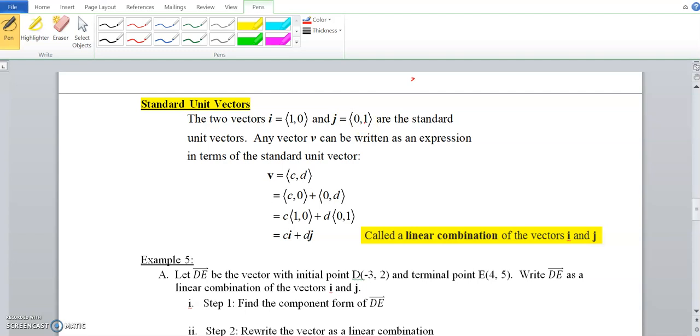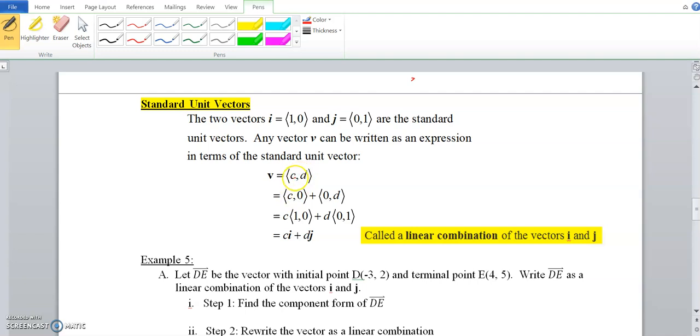So any vector that we've been working with in component form can also be written in terms of the standard unit vectors. Basically, we're learning a different way to write a vector other than the triangle bracket form x, y. So we start with vector v, and in component form it's the triangle bracket c, d. But in doing that, we're kind of going backwards.